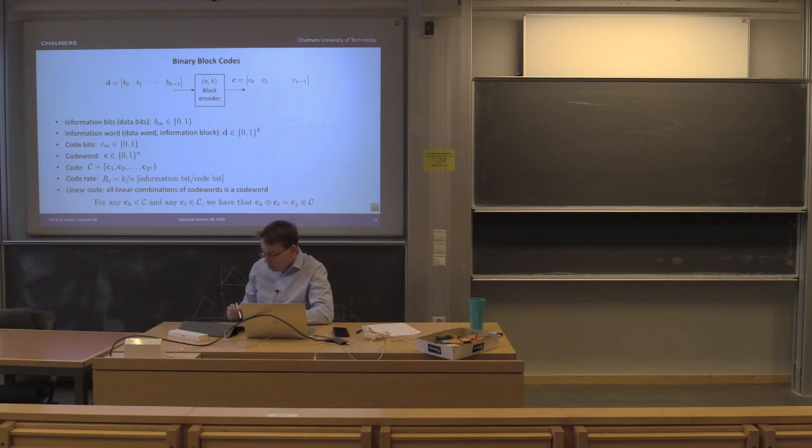So we will talk about something called binary block codes. And what is that? Well, it's one of these boxes that accepts bits coming in and bits coming out. That's why it's called binary. And it's called block because we accept a block of input bits and produce a block of output bits. And if you see here, we have k bits coming in, and we have n bits coming out.